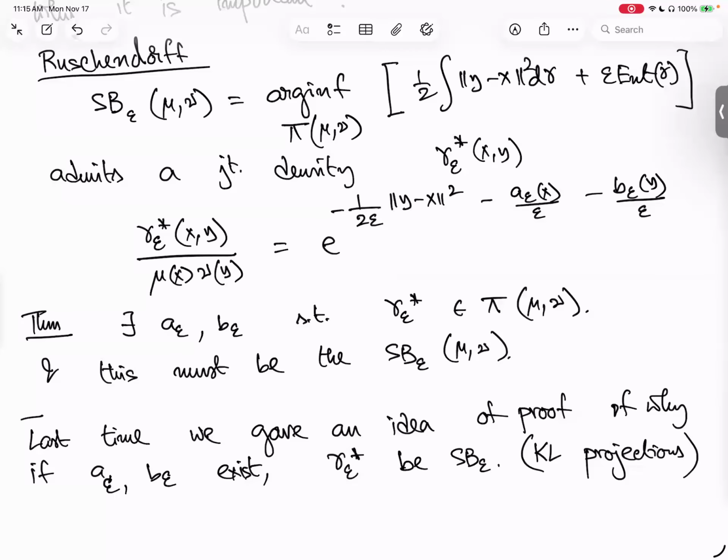What does not follow from the proof is that you can actually find such an a epsilon and b epsilon. That is not immediate, that there will exist some potentials a epsilon and b epsilon such that the gamma epsilon star is in this set pi of couplings. And we're going to present a proof today, which is originally due to the French mathematician Fortet, which actually uses IPFP. Although it wasn't realized for a long time, it only got rediscovered much more recently, that this was actually using Sinkhorn or IPFP to show this. So let's see this other proof.